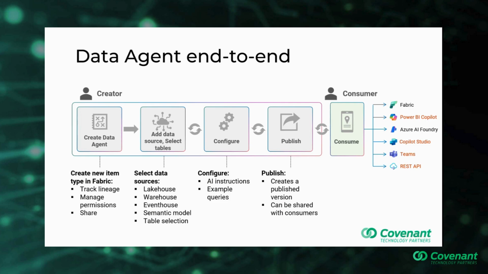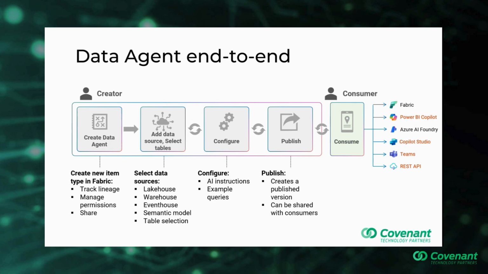So from kind of an end-to-end life cycle here, what we are doing, and we'll walk through this in a demo, is very, very quick and easy to do. We first create a new data agent. By creating this, it inherits all of the features inside of Fabric. It will have data lineage tracking. We can manage permissions. We can share it, and so on. We then assign some data sources to it. And the data sources that are currently available are lakehouses, warehouses, event houses, and semantic models.